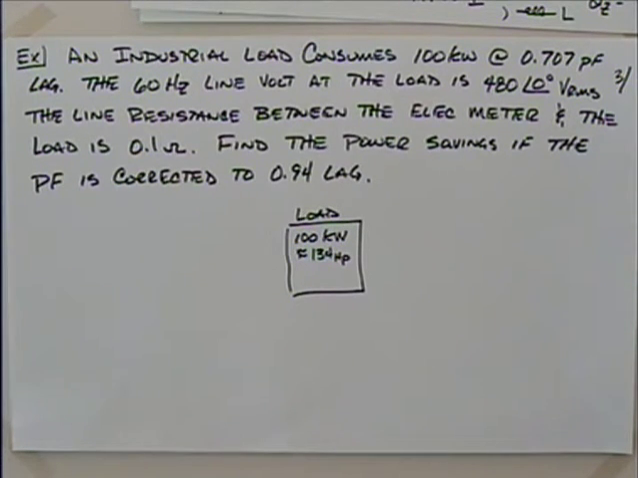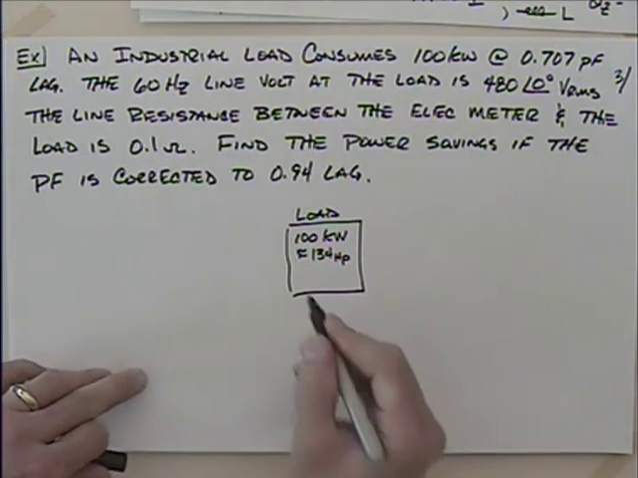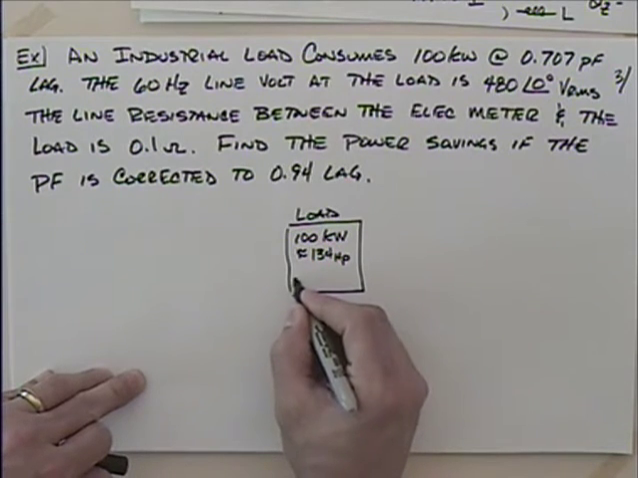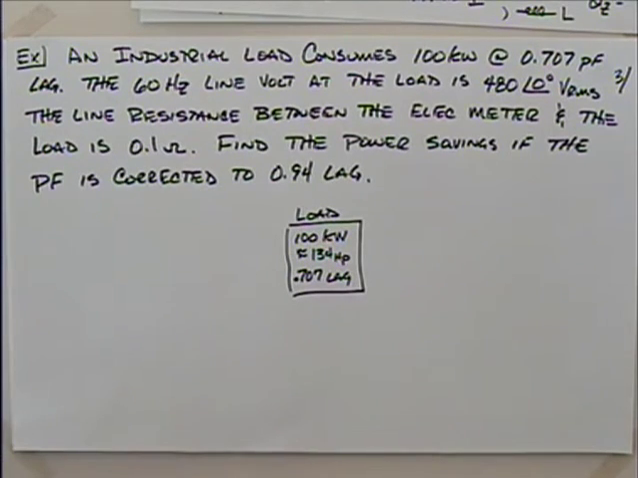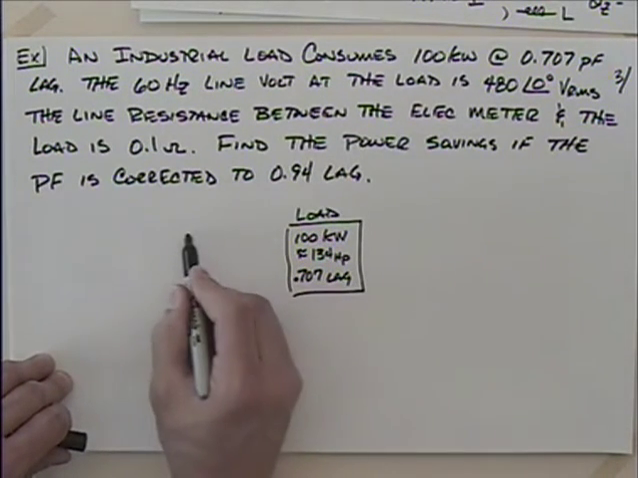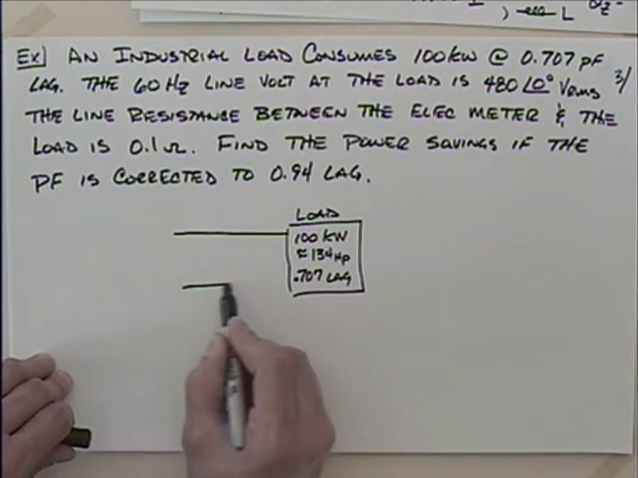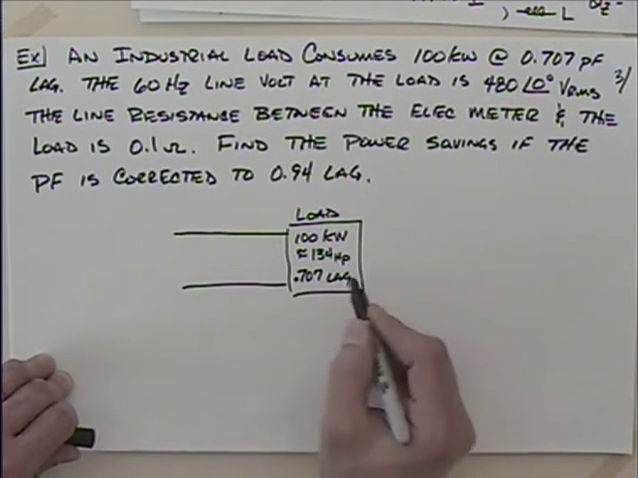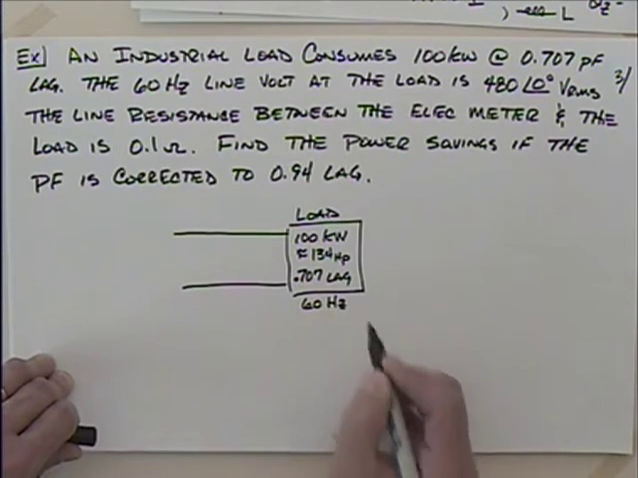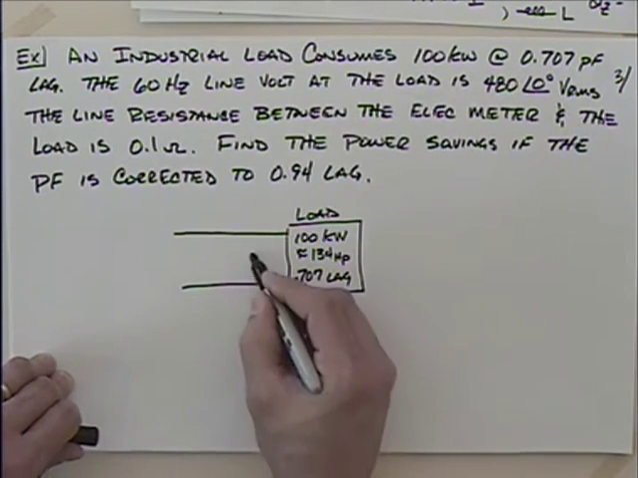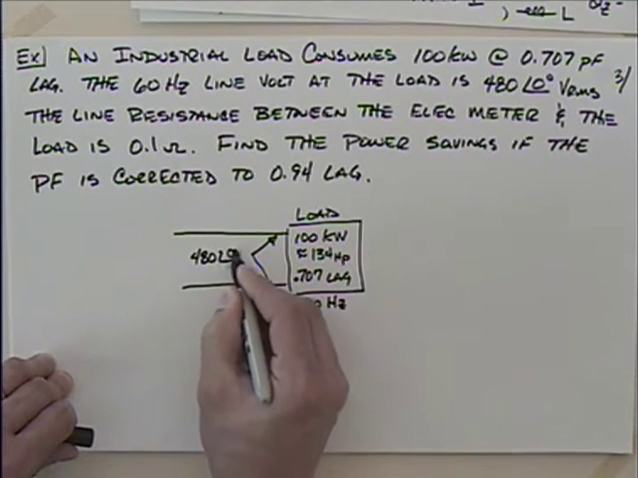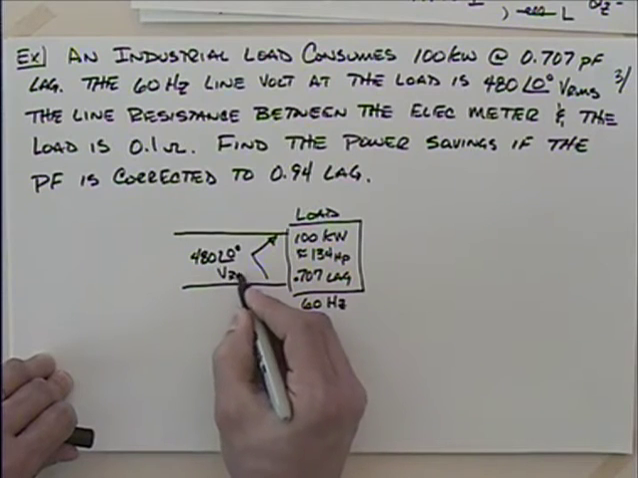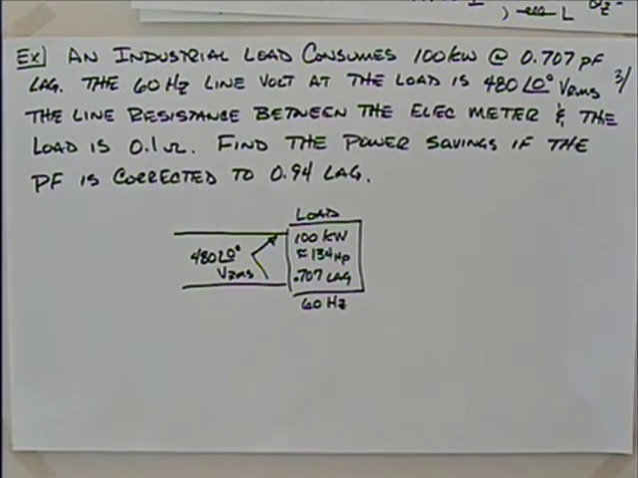Okay. So we're told then that load is at a 0.707 lagging power factor. And the 60 hertz line voltage at the load, so we have some line voltage at the load, is 60 hertz, and it is 480 at 0, and that's volts RMS. So it's important whether we're talking maximum or RMS. So that's what we have there.